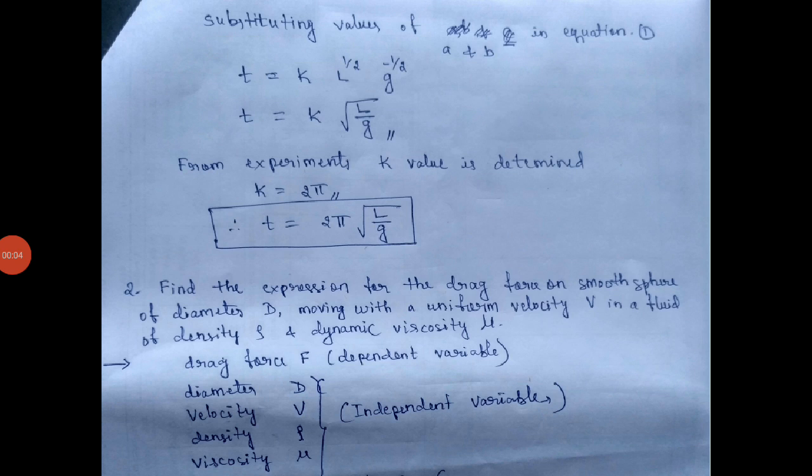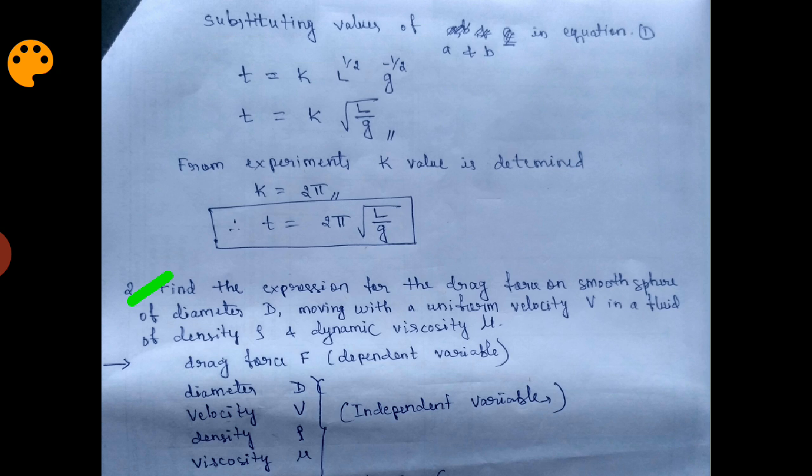Hello students, in this lecture we will discuss the second problem. In the previous class we solved one simple problem which had one dependent variable and two independent variables. In this lecture we will consider a problem where we have one dependent variable and four independent variables. The problem statement is like this.